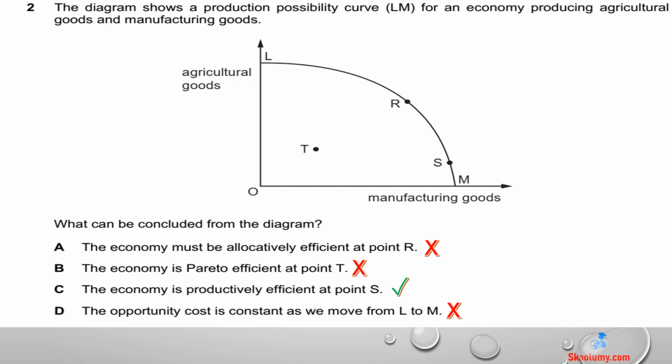Option A is wrong. Allocative efficiency occurs when price is equal to marginal cost. PPC is not used to show allocative efficiency. B is wrong. A Pareto efficient point will be on the PPC. Point T is within the PPC and is therefore Pareto inefficient. D is also wrong. When the opportunity cost is constant, the PPC is a straight line.